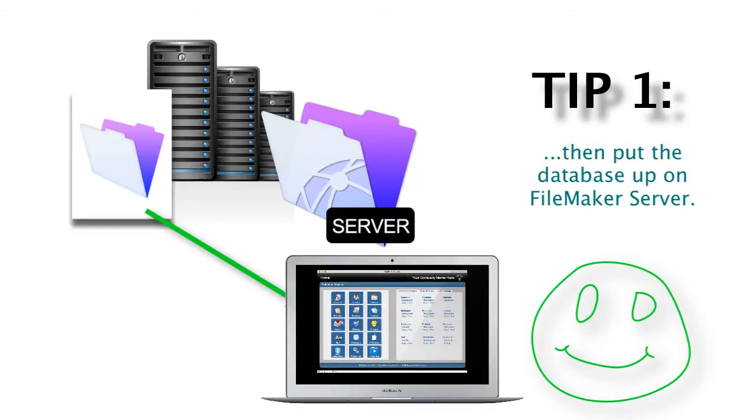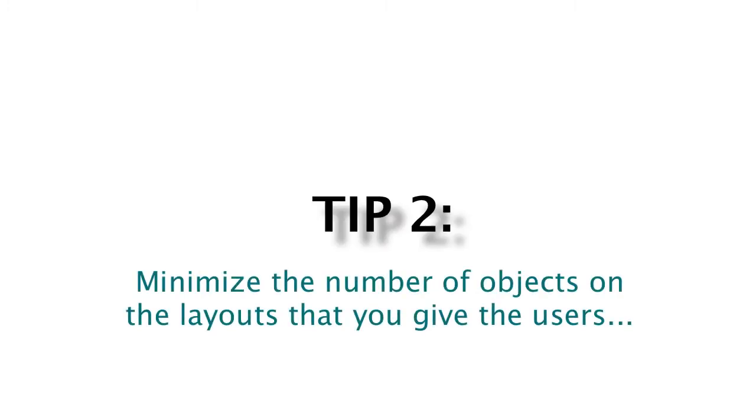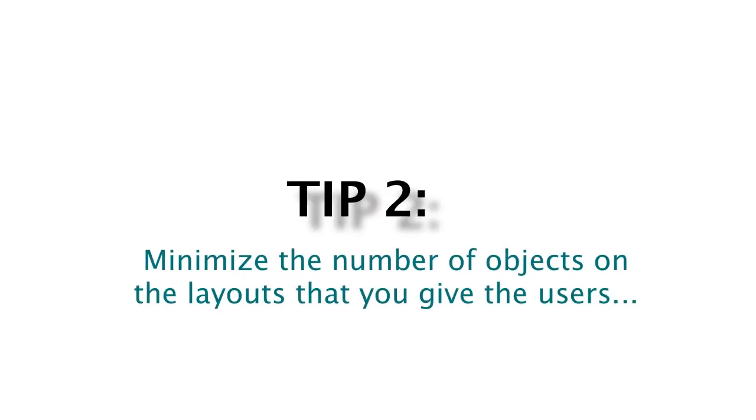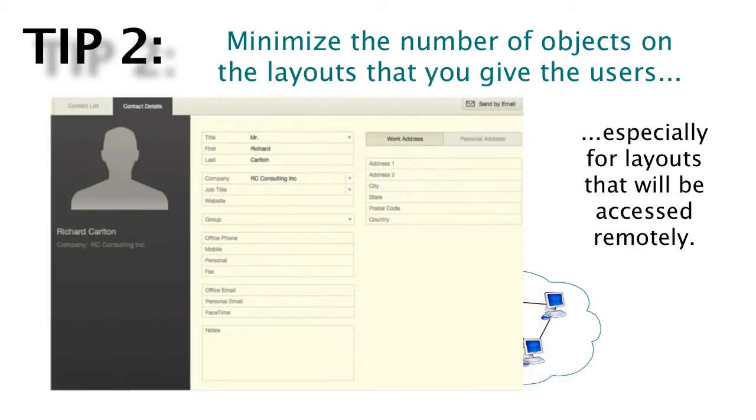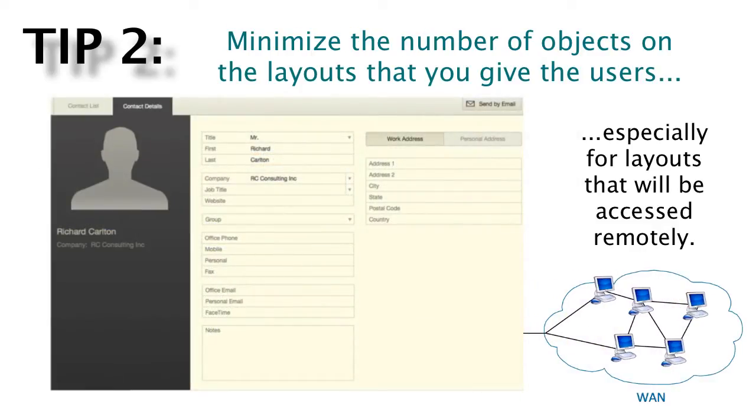Now tip number 2 I want to talk about is to minimize the number of objects on the screens that you give the users, especially for layouts where the users are accessing those layouts remotely, especially if those connections are across the wide area network. And when I mean by wide area network, I'm saying the internet.